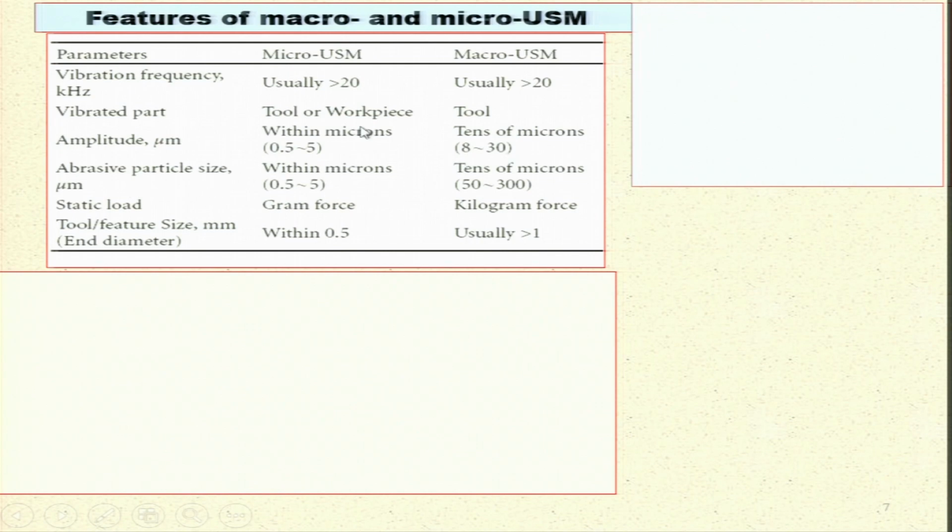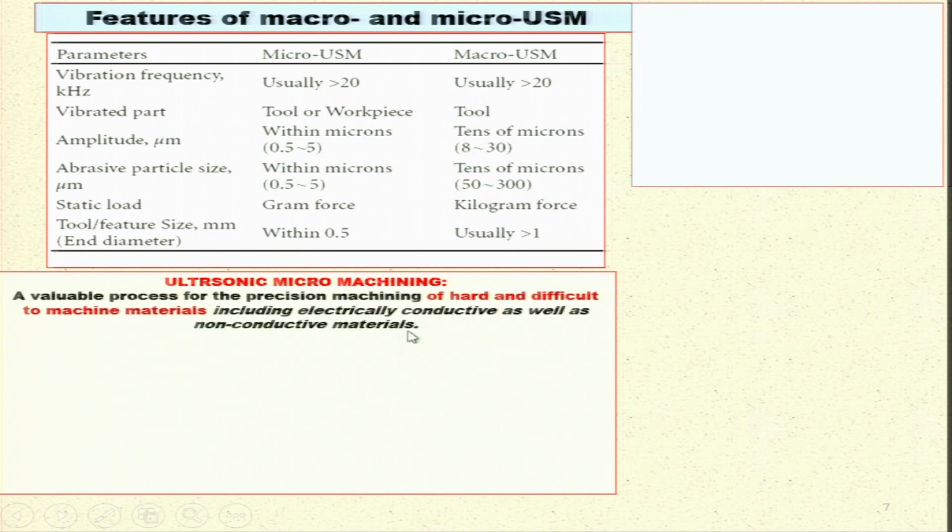Average abrasive particle size in case of micromachining is 0.5 to 5 micron, and in macro it can be tens of microns, 50 to 300. Static load is in gram force in micromachining, while in macro it is higher. Tool feature size in micromachining is within 0.5 millimeter, because depending upon the size of the tool, you are going to get the size of the feature in case of micromachining as well as macromachining.